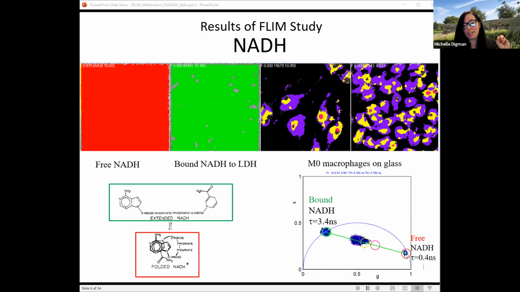So we have here free NADH, and they're all red pixels. The bound NADH has a much longer lifetime, and anything that is in between is just a fraction of one to the other. What you'll notice here is that macrophages have a heterogeneity in distribution of free and bound NADH. Mostly in the nucleus there is more free NADH, and that's true of all cell types, honestly. In the cytoplasm and mitochondria, that's where NADH becomes more bound.